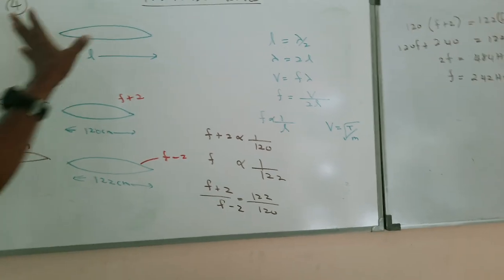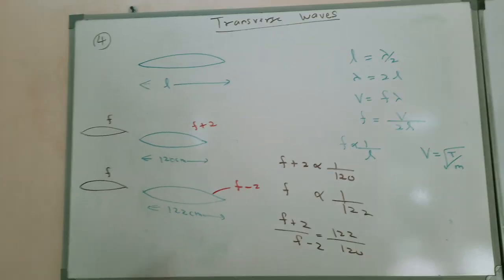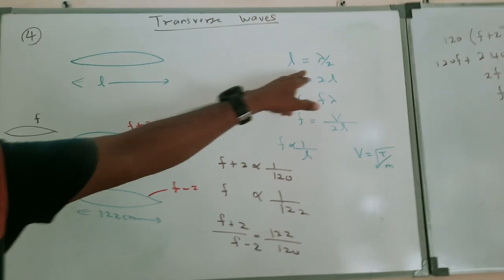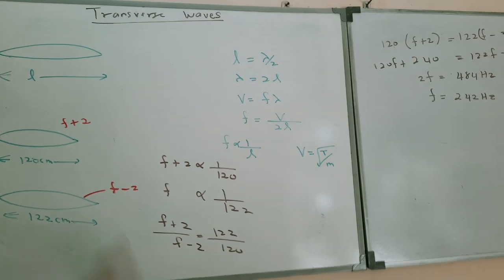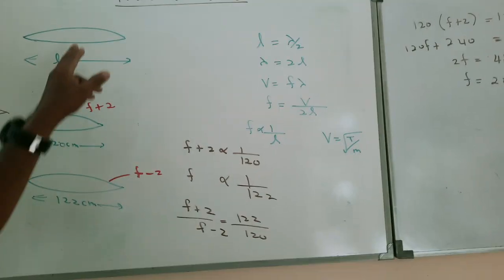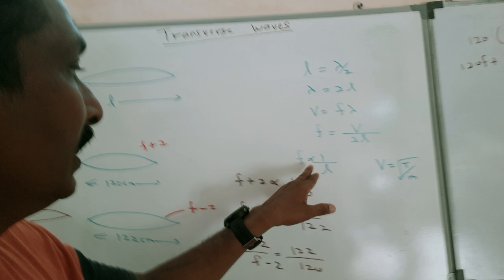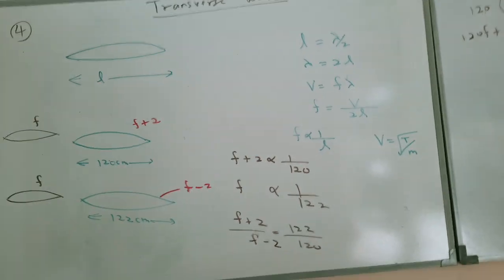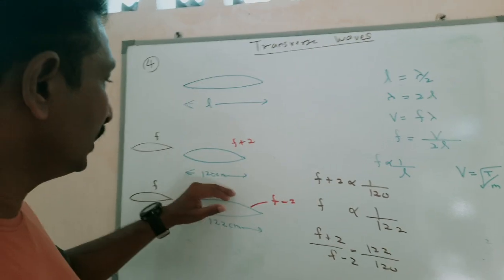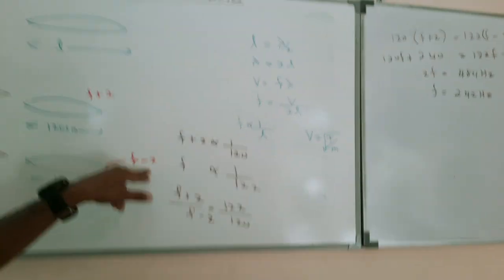Why? Consider this length, this position, this waveform. Here I choose the fundamental, where L is equal to lambda by 2. From this, F is equal to V by 2L. The question says the tension is the same for both instances and the mass per unit length is the same. So V, and hence F, is inversely proportional to L. If L increases, frequency decreases. So if L is equal to 120, the frequency is F plus 2; if L is equal to 122, the frequency is F minus 2.